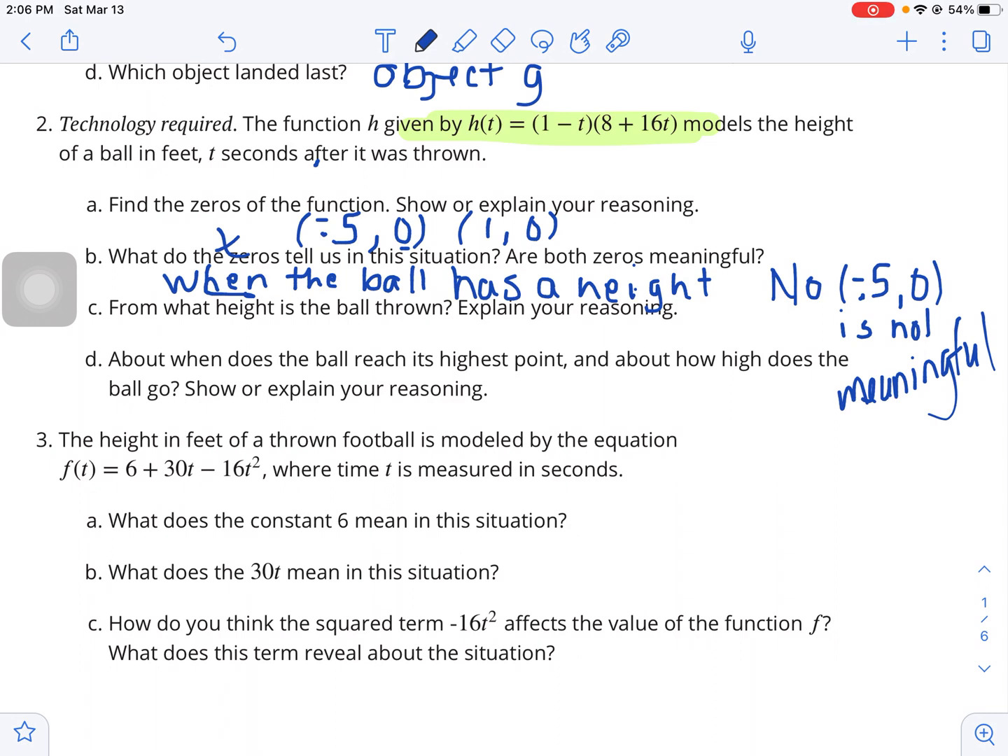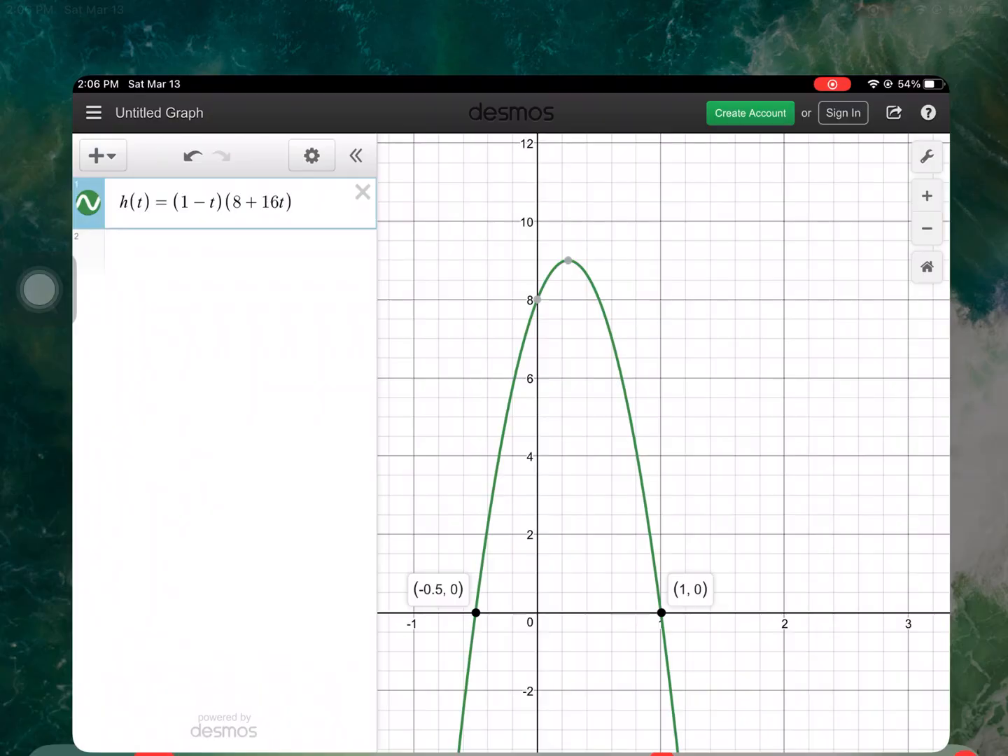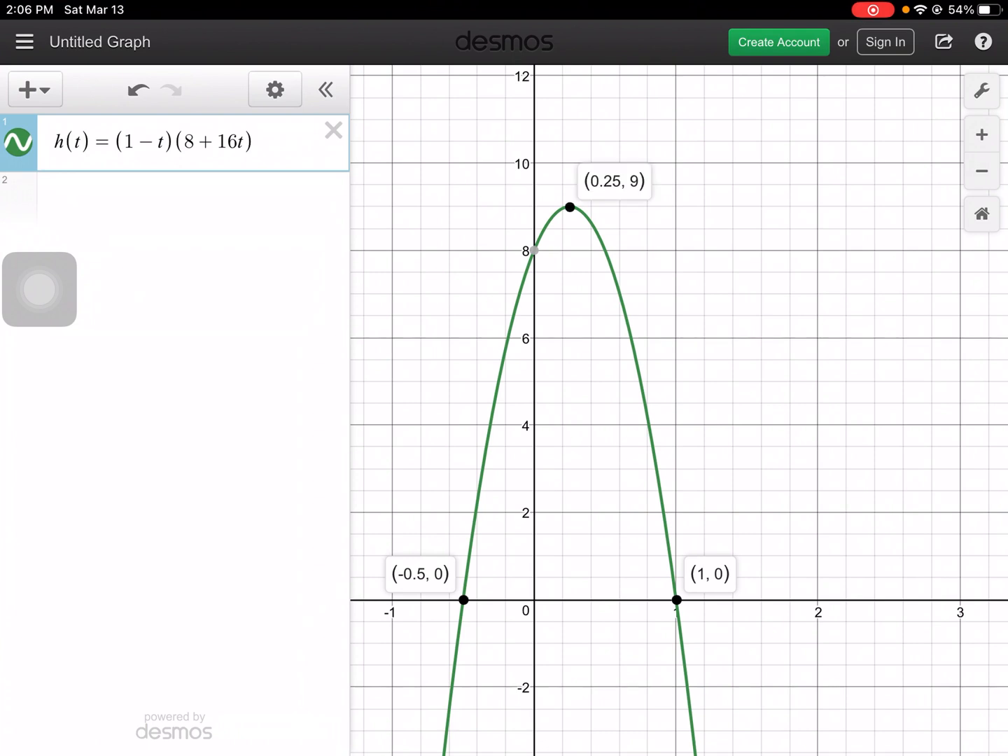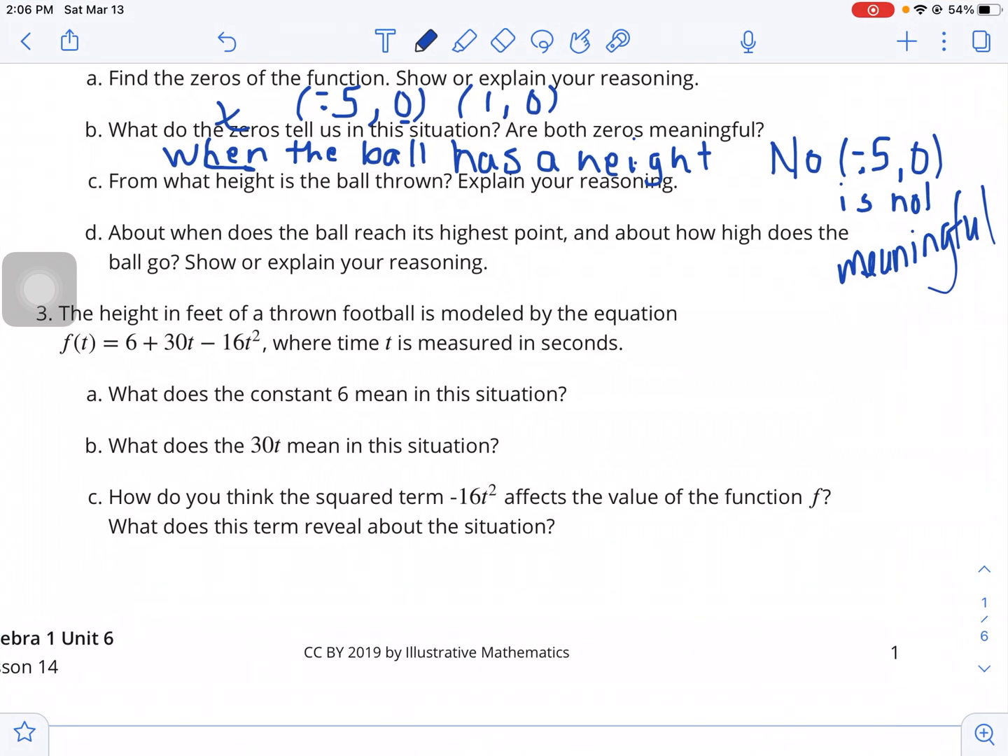And then letter D, about when does the ball reach its highest point, and about how high does the ball go? So let's go back over to Desmos. We want to know when and how high. If we tap on that very top vertex point, the maximum point of this parabola, it looks like it reaches its highest point at 0.25 seconds, and that high point is 9 feet. I think I skipped a question here, so I'll have to go back.